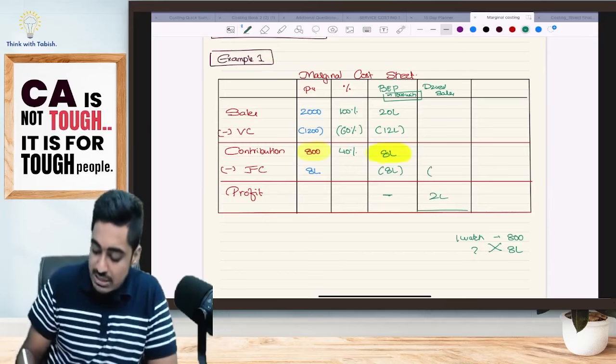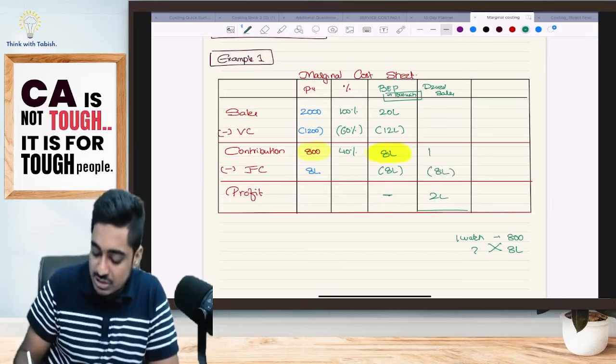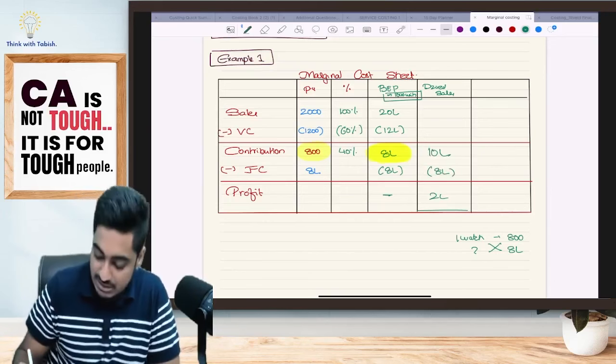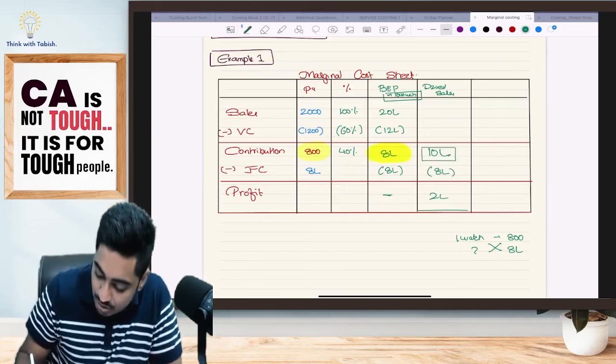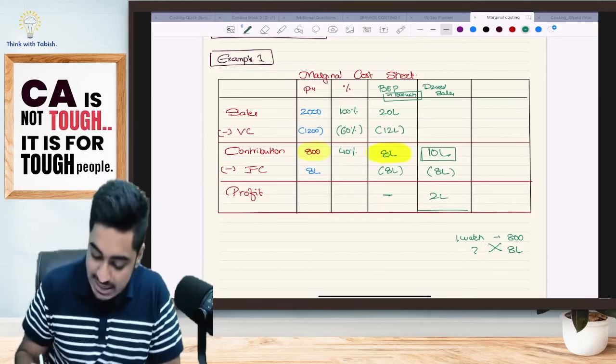Yes or no, everyone? This 2 lakh is after paying off 8 lakh. That means I should be having a total of 10 lakh cash with me. Okay, sir. Total 10 lakh contribution is needed. Total 10 lakh cash is needed.